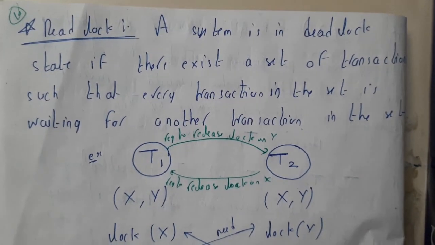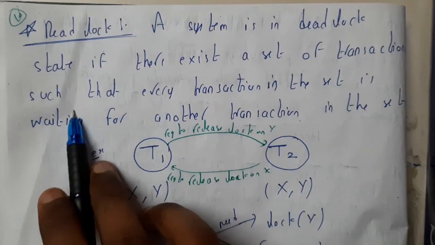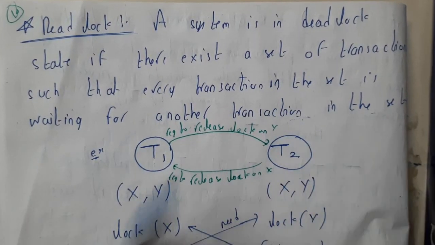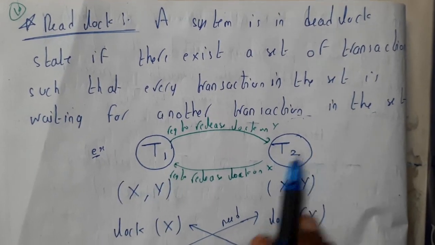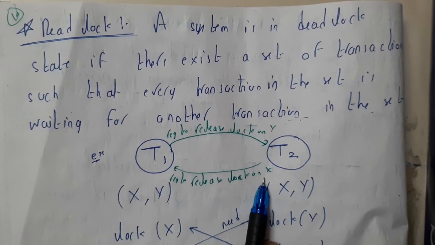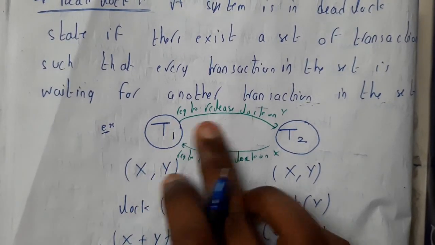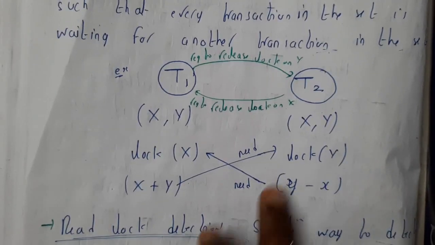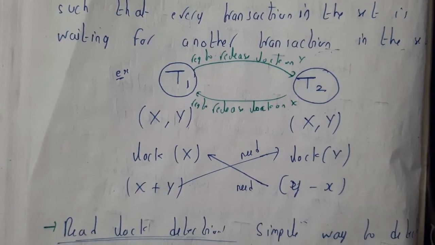A system is in a deadlock state if there exists a set of transactions such that every transaction in the set is waiting for another transaction in the set. If you observe T1 and T2, T2 is requesting a lock on X. A lock is nothing but a request for that particular resource, and T1 is requesting the lock on Y. So they are in need and they are holding. I hope everyone got a small idea of deadlocks.